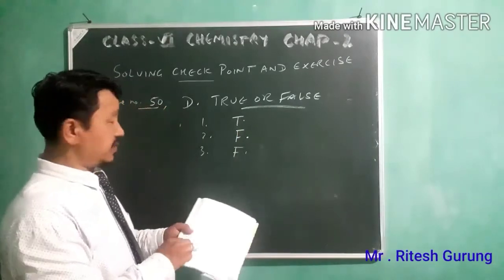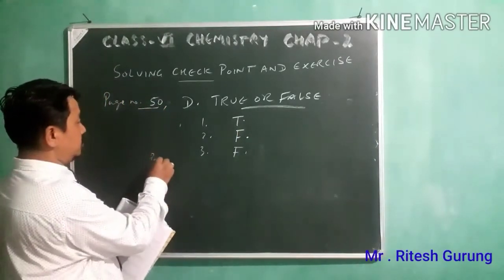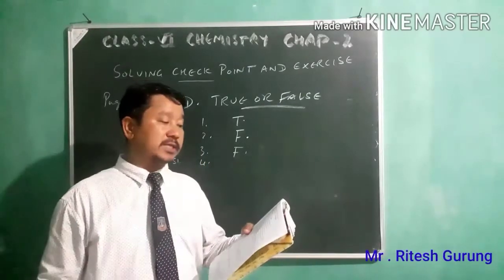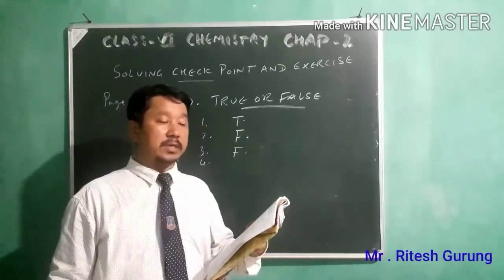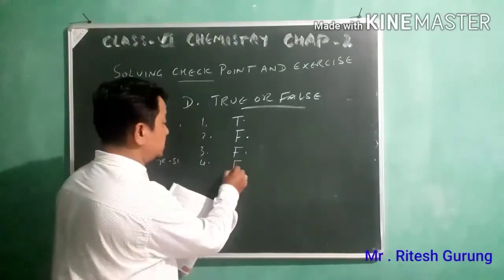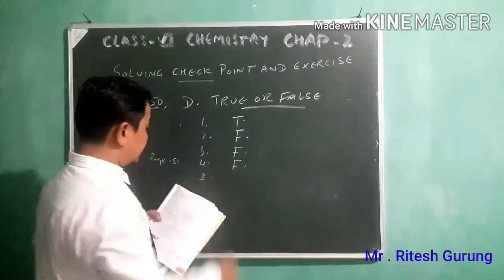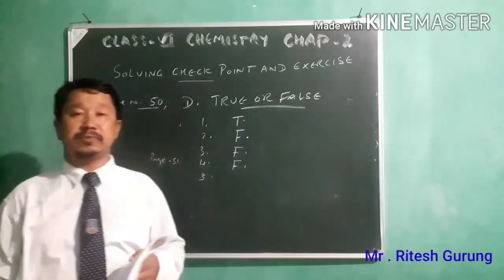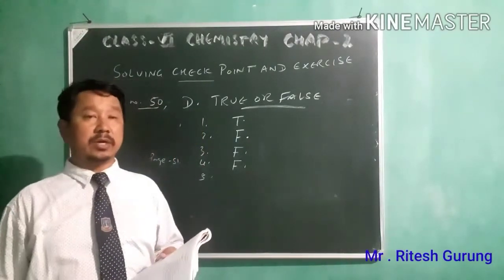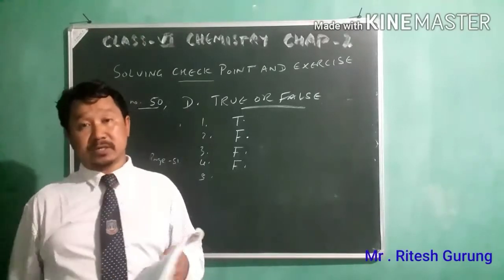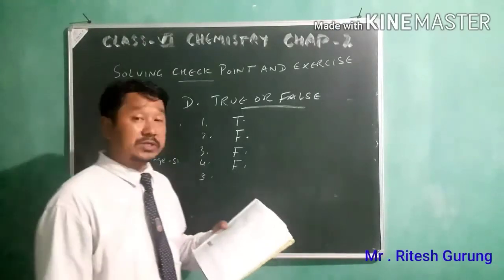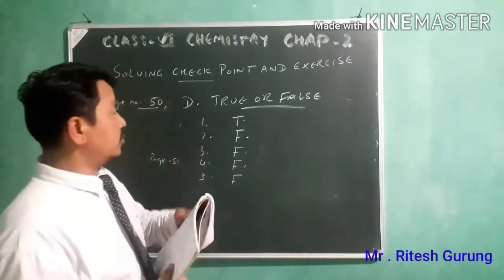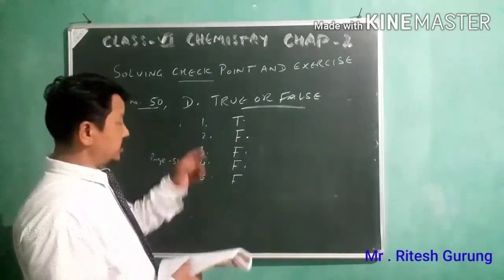Then next, page 51. Continuation of this one. Number 4, common salt is separated from its solution in water by decantation. That is also false. Then number 5, cream is separated from milk by sieving. That is also false. When the cream is to be separated from the milk, we use the method called centrifugation, which we recently discussed. So among these 5, only the top one is correct, that is question number 1.